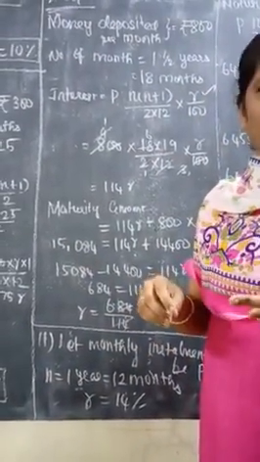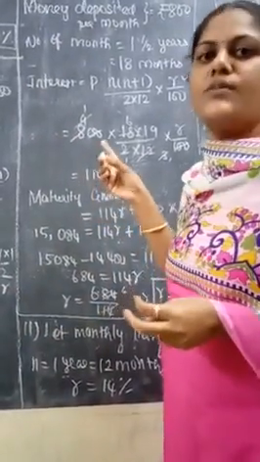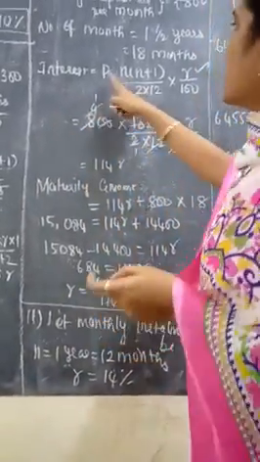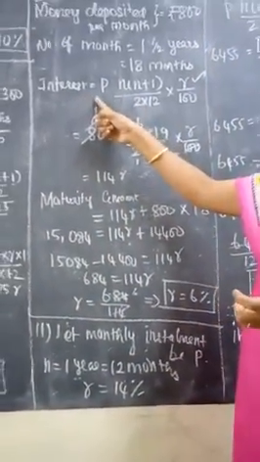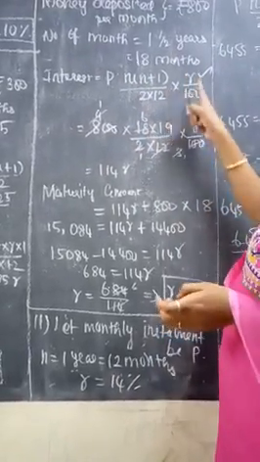We have two formulas. Whether you use that one or this one, both are correct. You should know this model also, so I am explaining this formula. Okay, so what's the formula? Interest equals P into n into n plus 1 divided by 2 into 12 into r by 100.